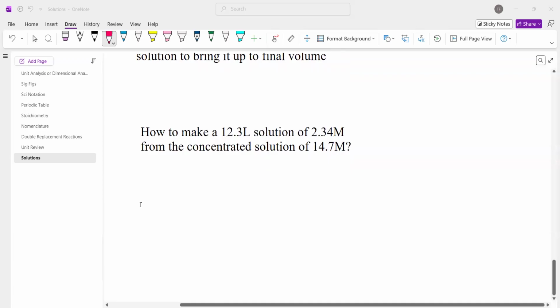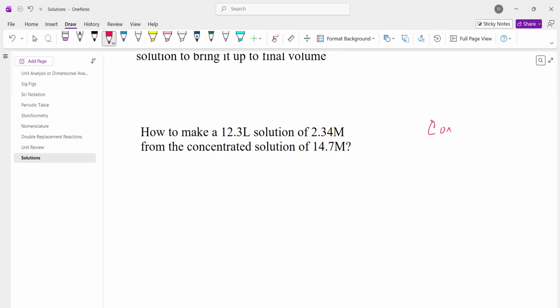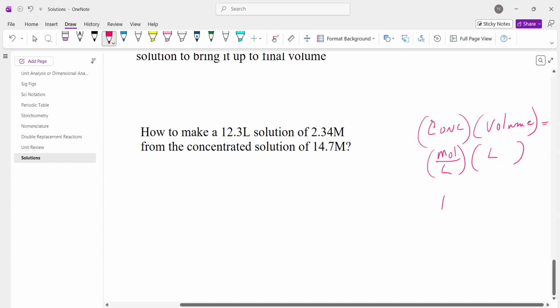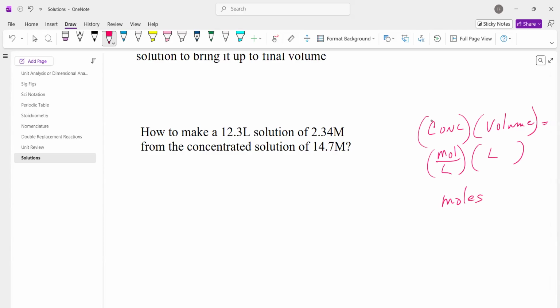Okay, so we need to review one important concept here. Now, remember this? It's concentration times volume, and this is typically in moles per liter, and this is in liters, equals moles. Now, this works on the back end of the dry part and in the front end of the wet process.